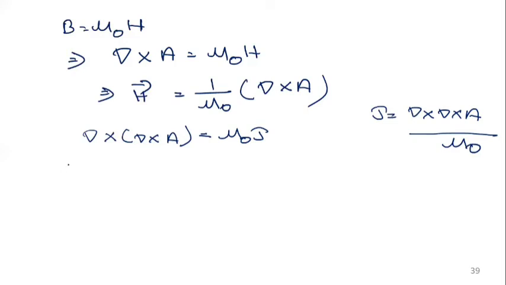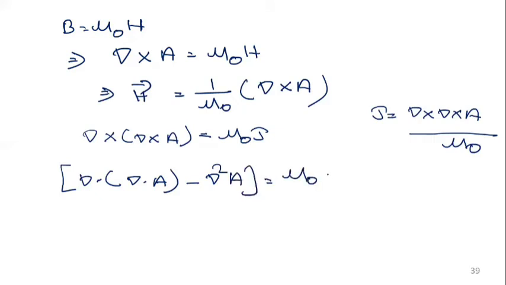So from that we can write del dot A minus del square A is equal to mu 0 J. Then the current density can be calculated if we have the vector magnetic potential. Current density J can be calculated if we know the vector magnetic potential.